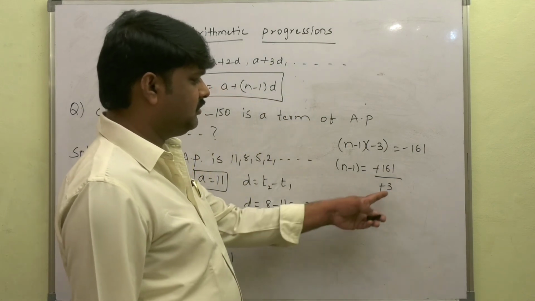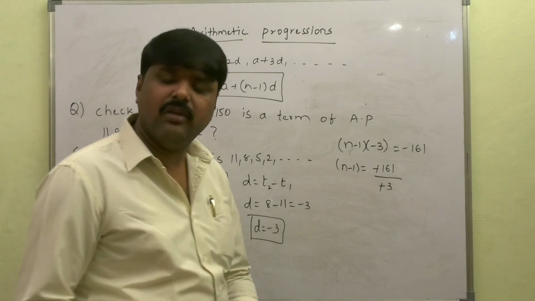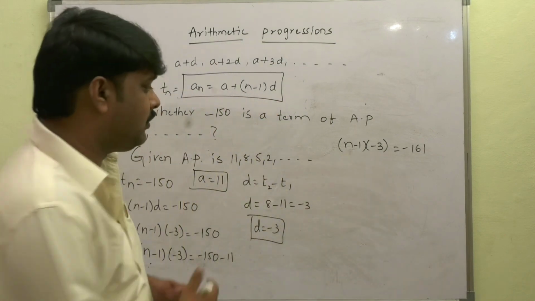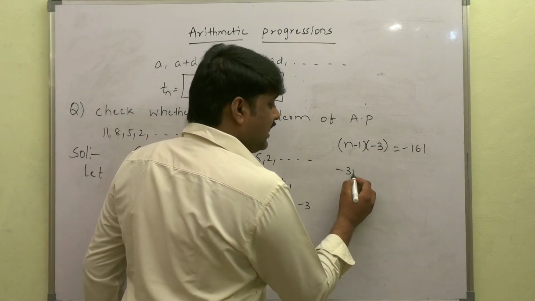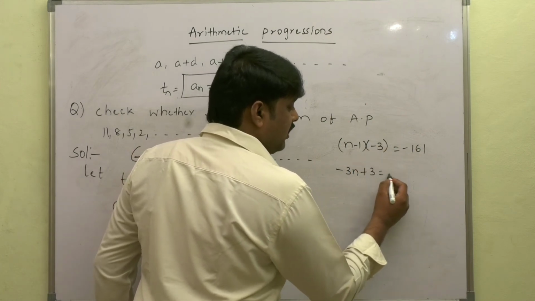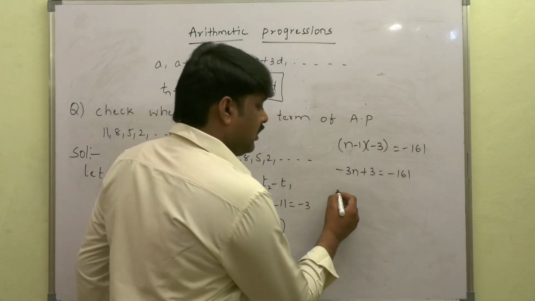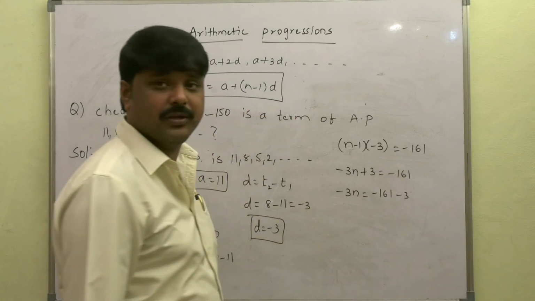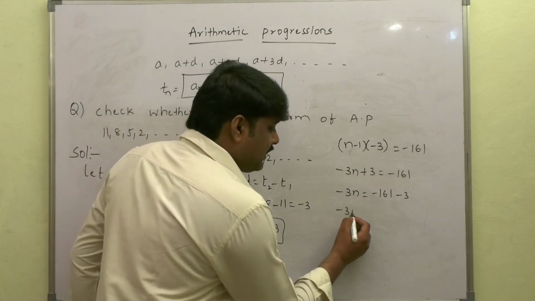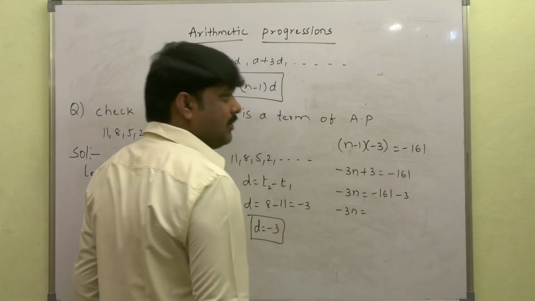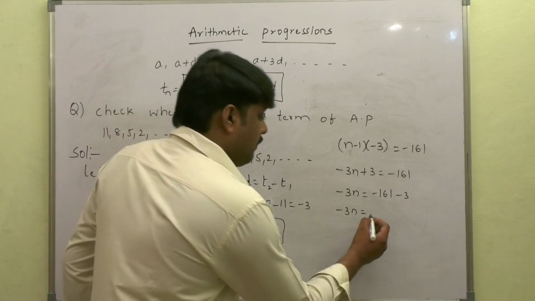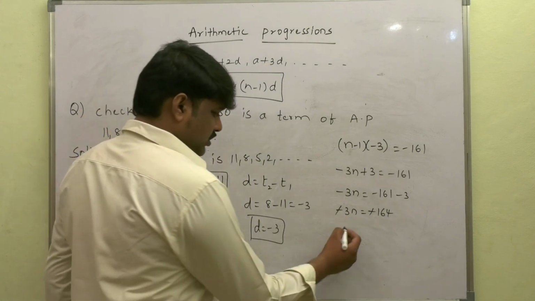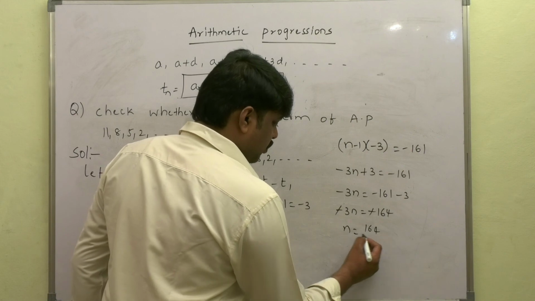It is not dividing evenly, it seems incomplete here. Okay, we shall do it in another manner. Let us multiply this minus 3. Minus into minus is plus 3. Minus 3n equals minus 161 plus 3, sending it to the other side makes it minus 3. Minus 3n equals, both have minus signs, minus 161 minus 3, it is minus 164. Minus gets cancelled on both sides. n equals 164 by 3.